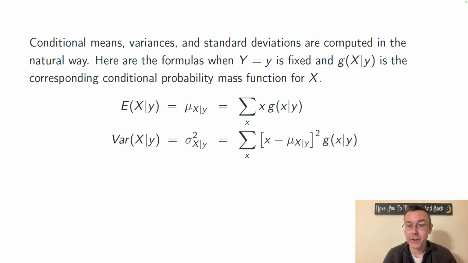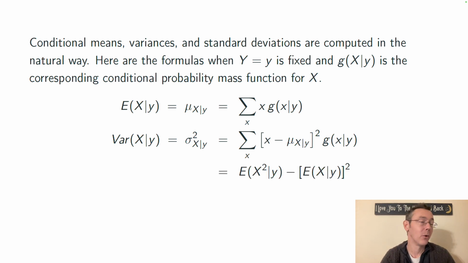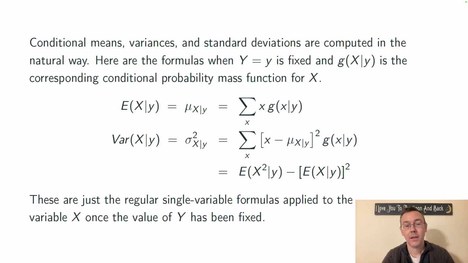Similarly, for variance, we have this formula, which simplifies out to a more practical formula that we usually use, the expected value of x squared, again for that fixed value of y, minus the expected value of x for that fixed value of y, quantity squared. Again, these are all just the regular single variable formulas applied to the variable x once the value of y has been fixed.